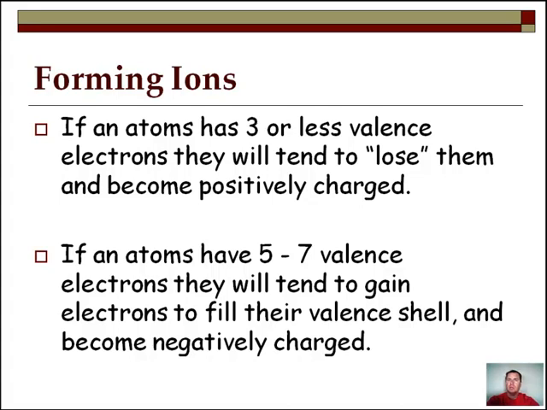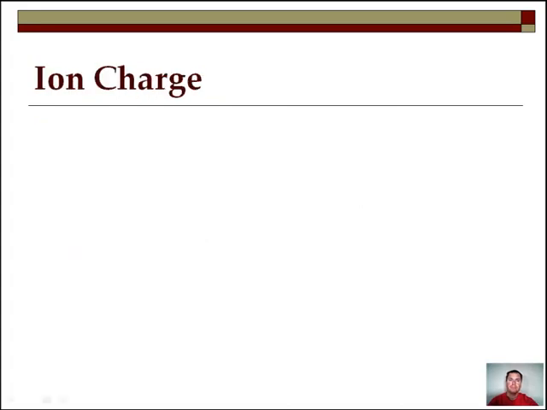If it has 3 or less valence electrons, it's easier for them to lose those electrons than to gain enough to become like their nearest noble gas. Okay, if it has 5 through 7, it's easier just to gain a couple rather than lose all those to become like the nearest noble gas behind them.